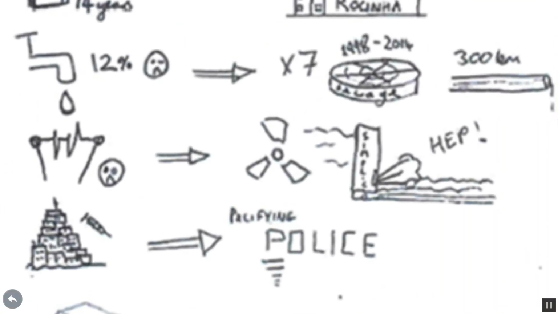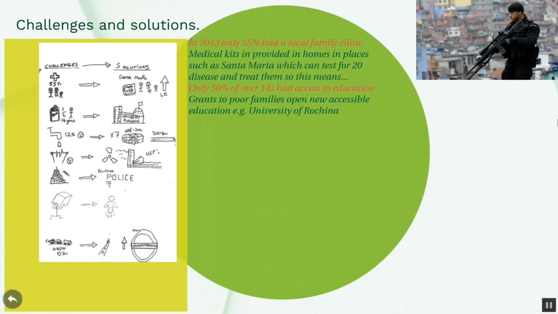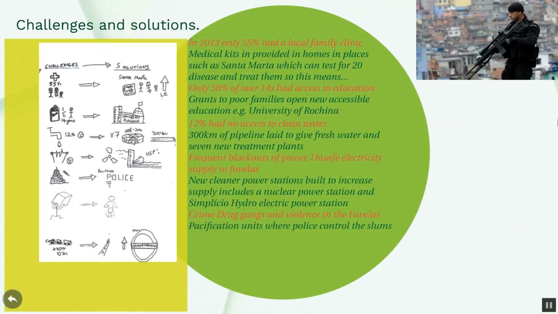Just here, we've got more challenges on the left-hand side. We can see a water tap. We can see an image that represents electricity. And below that, we've got favelas and a syringe representing drug problems. But we've got to remember that there's solutions. So let's just quickly look what things are going on here.